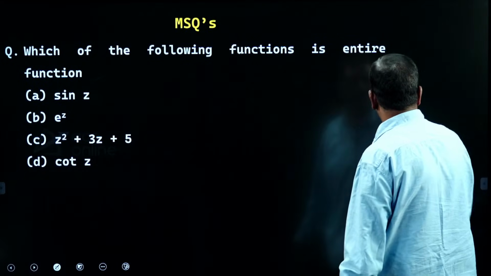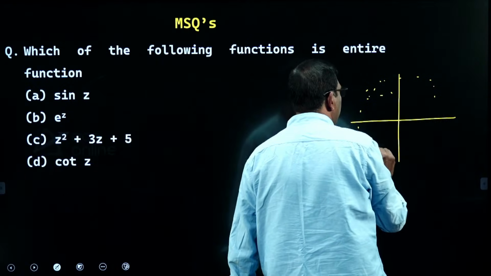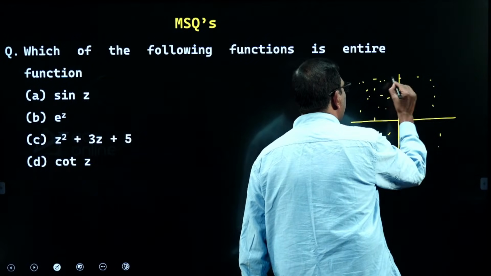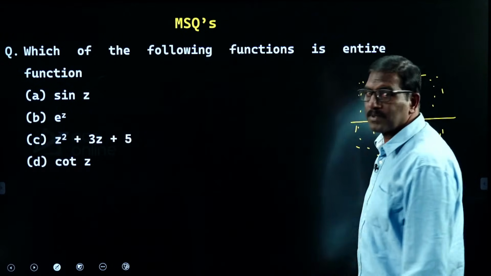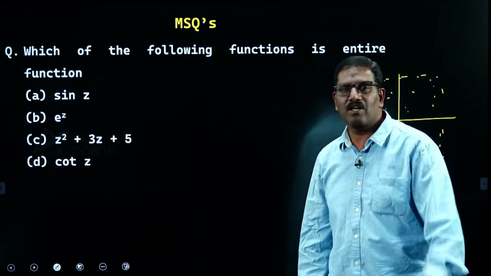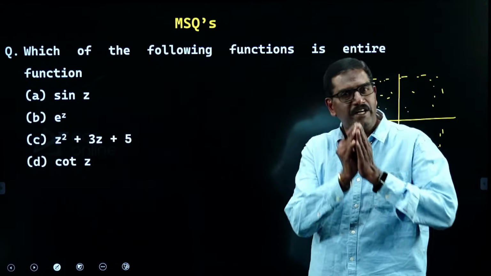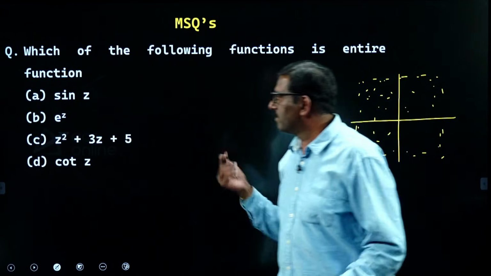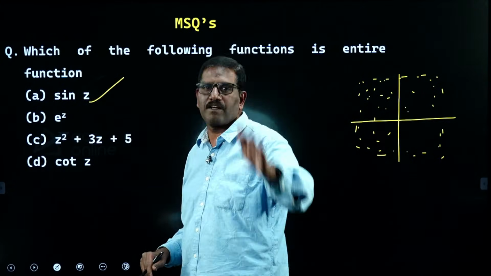Whole complex plane means in all quadrants, so everywhere without any break. If it is analytic in all four quadrants, analytic everywhere on the whole complex plane, that type of function we call an entire function. Already, in the analytic functions topic, we saw some standard analytic functions. One is sin z. Sin z is an entire function, it is analytic everywhere.